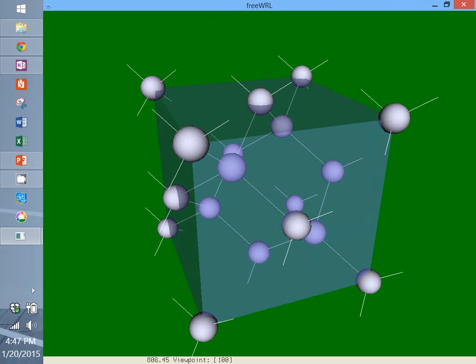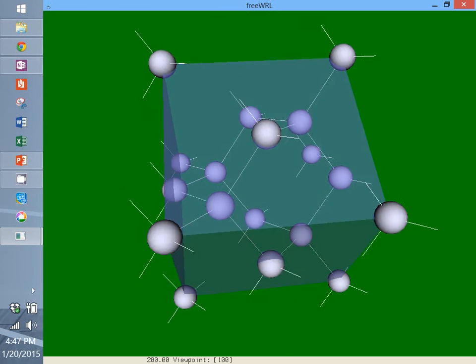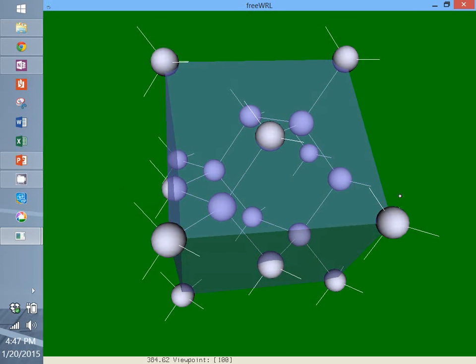Next, you have six face atoms. A face atom is this guy right here. Okay? On the center of each face of the cube, you have one atom there. There are six faces in a cube, so you have six face atoms. That's the face-centered cubic lattice.